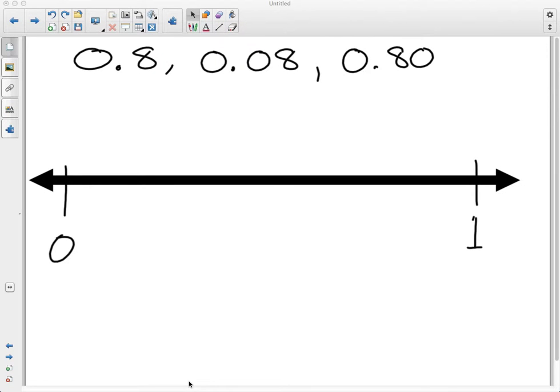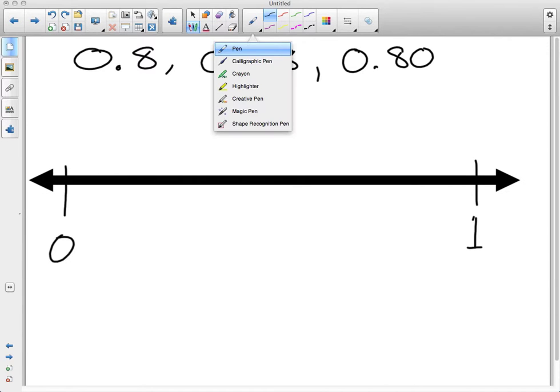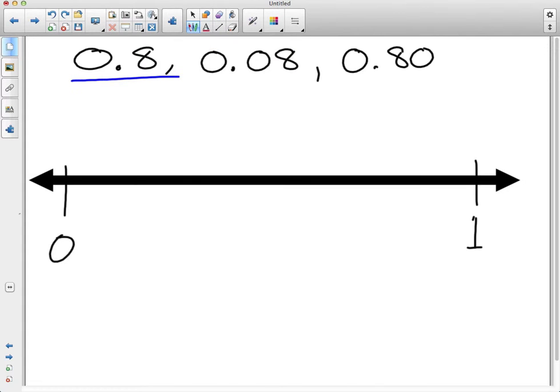Okay, so in today's activity, I want you to place the following decimals on a number line between 0 and 1. The following decimals are 0 and 8/10, 0 and 8/100, and 0 and 80/100. Use a number line to properly place these three decimals between 0 and 1.